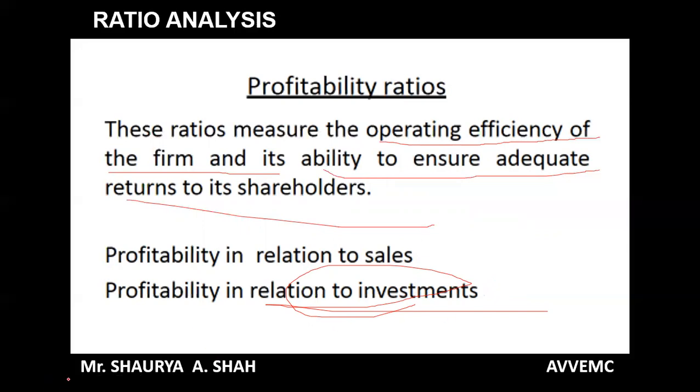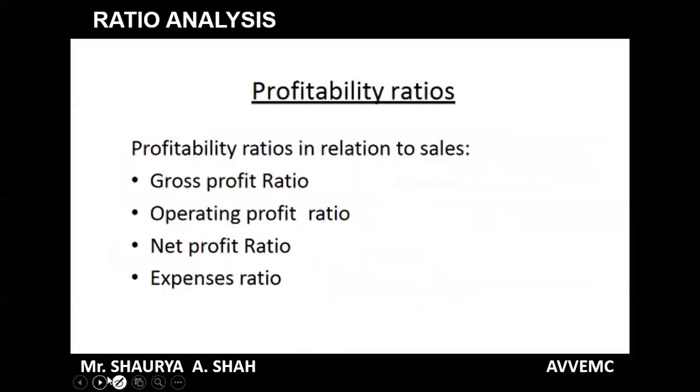So profitability ratio. Which are the profitability ratios? Mainly divided into 4. The first is your gross profit ratio. Second is your operating profit ratio. Third is your net profit ratio. And the fourth is your expenses ratio. So we'll see one by one. Very easy ratios, students.